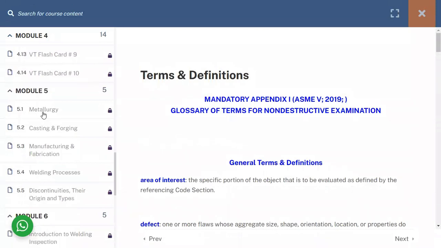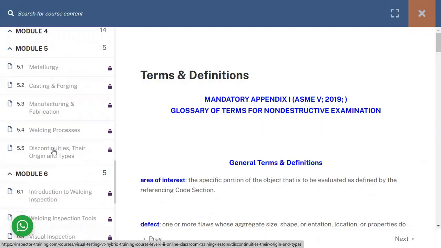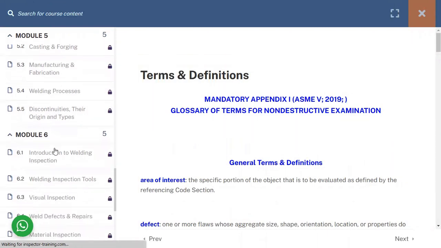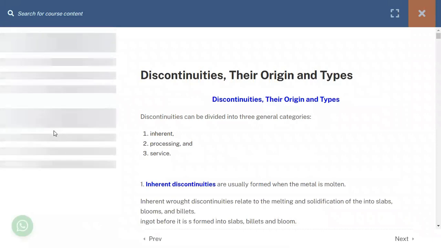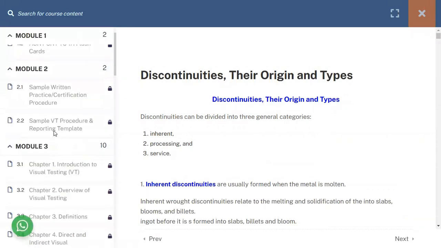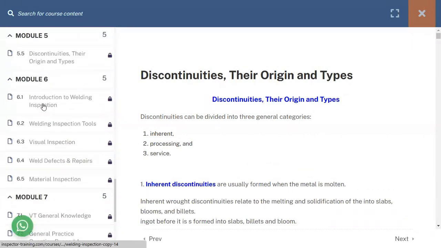And on module 5, we talk about metallurgy, the very basics, casting and forging, fabrication and manufacturing, and 8 popular welding processes. And finally, discontinuities, their origin and types. And then on module 6, we'll be talking about an introduction to welding inspection, because VT is also considered part of the job of welding inspection as well.